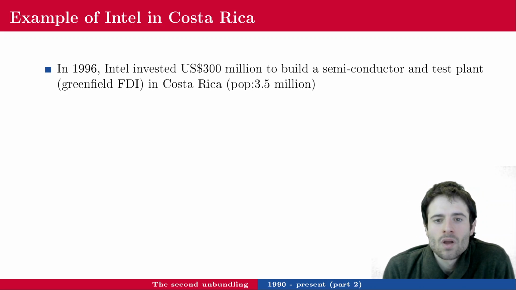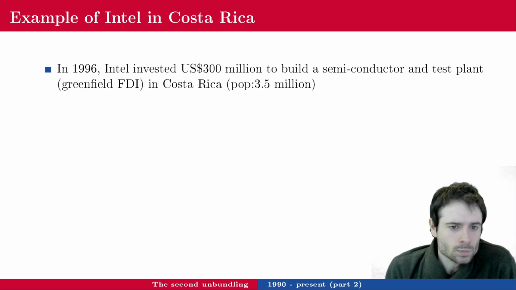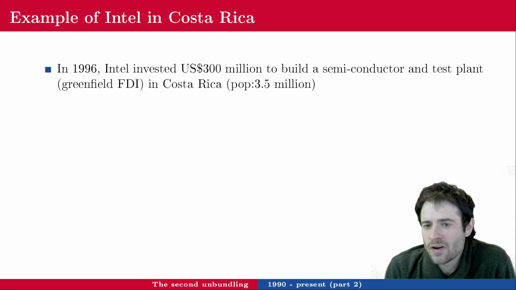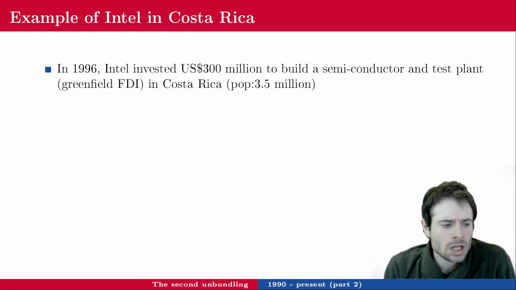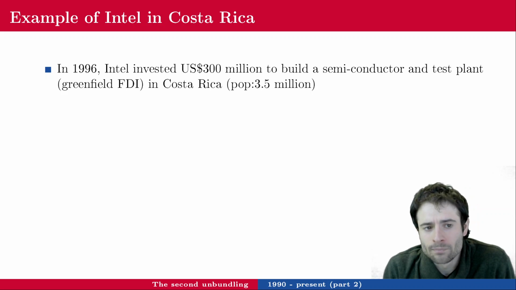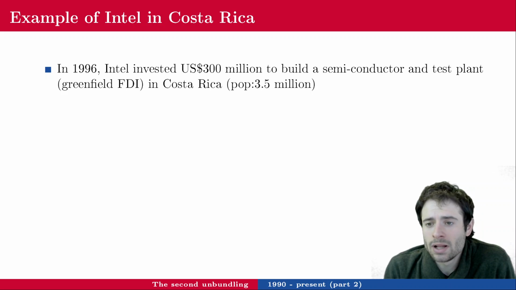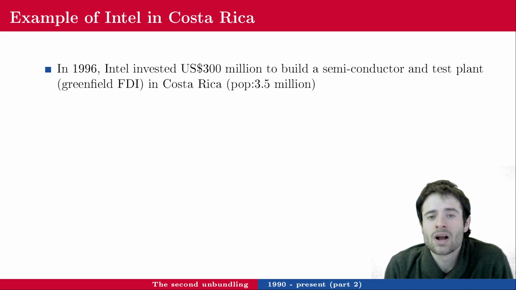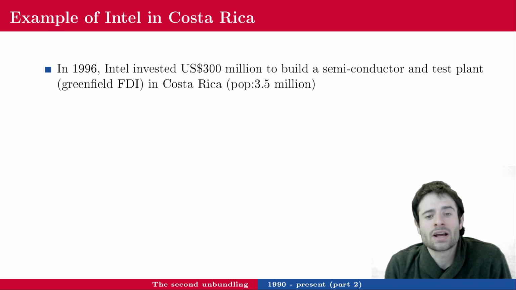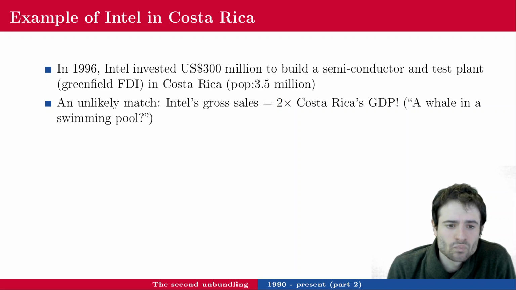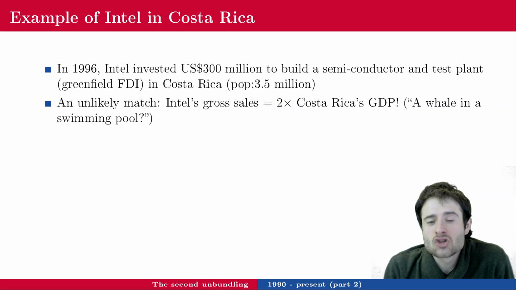Another example, Costa Rica. The population back then was equal to 3.5 million. I believe today it's 5.4 million. So in 1996, Intel invested $300 million to build a semiconductor and test plant. So that's a greenfield FDI because it's built from scratch in another country. Intel's gross sales, just the sales, were equal to 2 times Costa Rica's GDP.